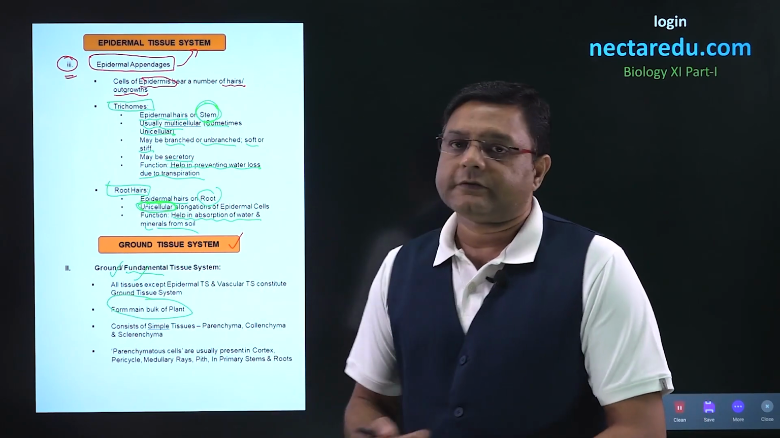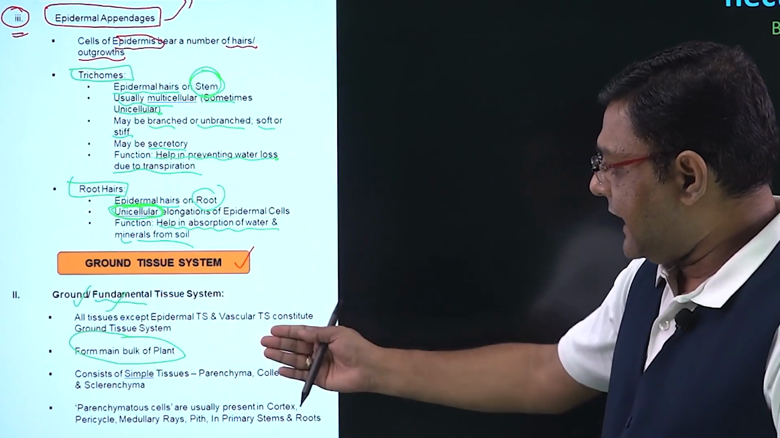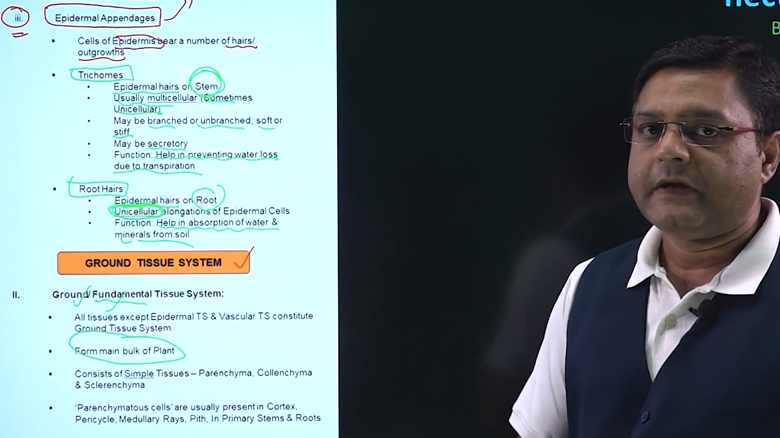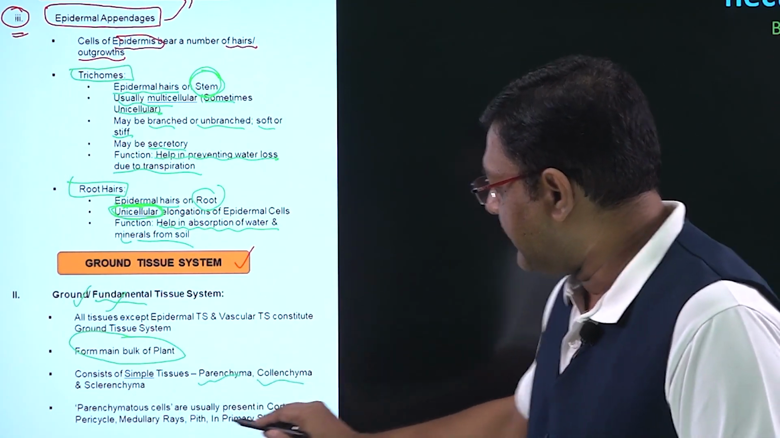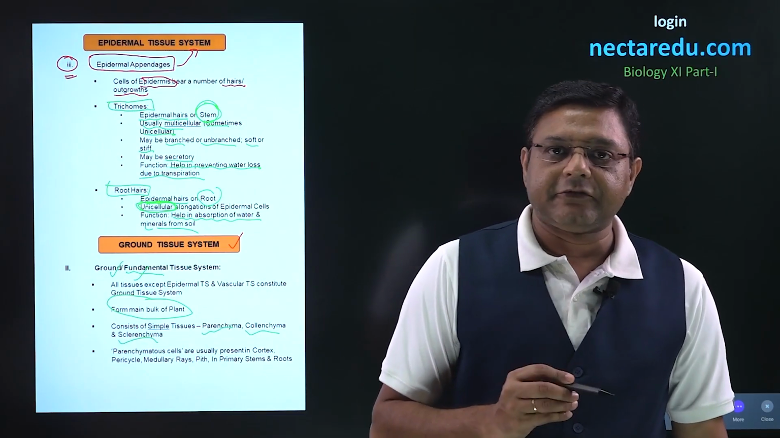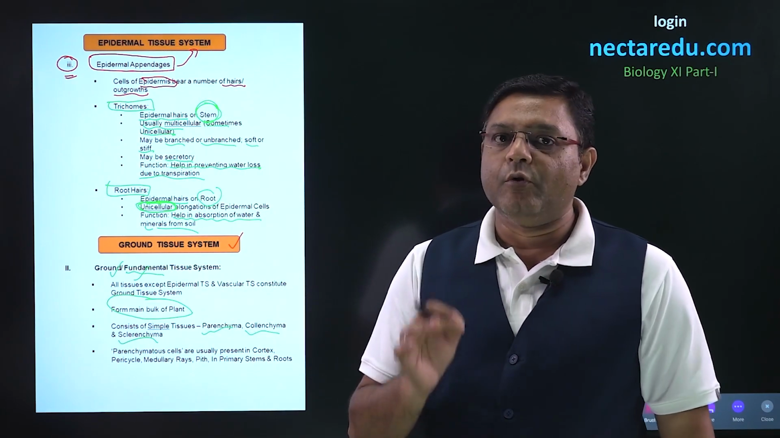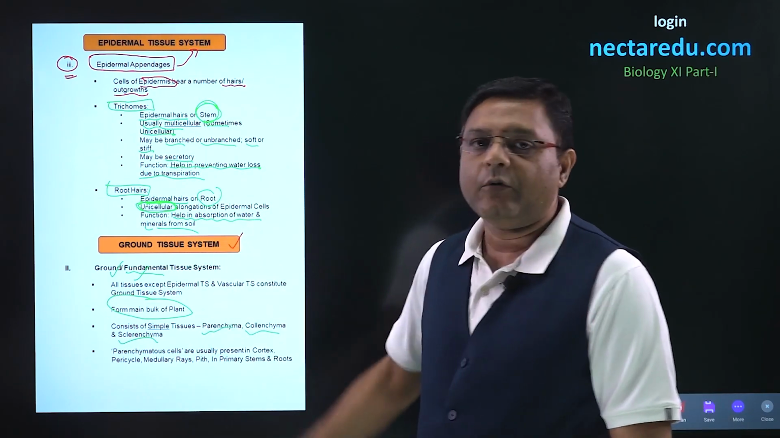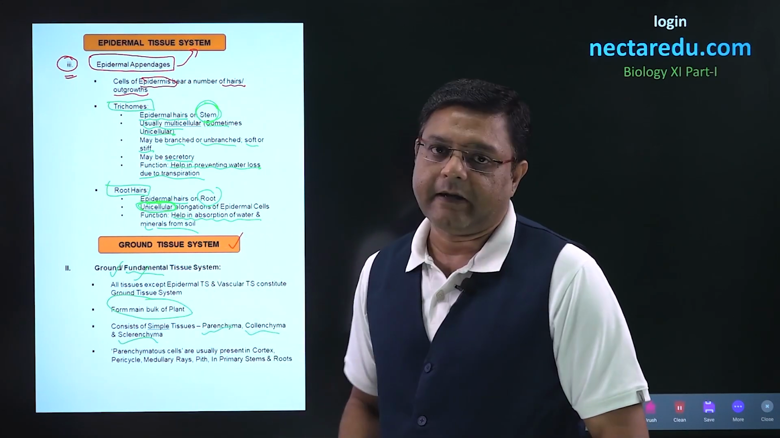Now, this tissue system is formed of some plant tissues. There are three simple tissues which form this ground tissue system. The three tissues are parenchyma, collenchyma, and sclerenchyma. The point to be remembered here is that in the epidermal tissue system, mostly the cells were parenchyma, but in the case of the ground tissue system, it is parenchyma, collenchyma, and sclerenchyma as well.